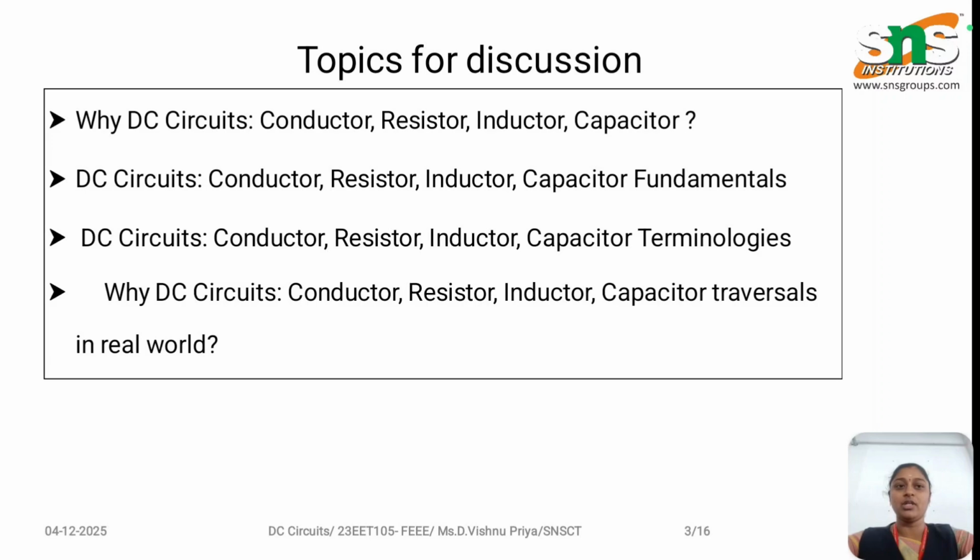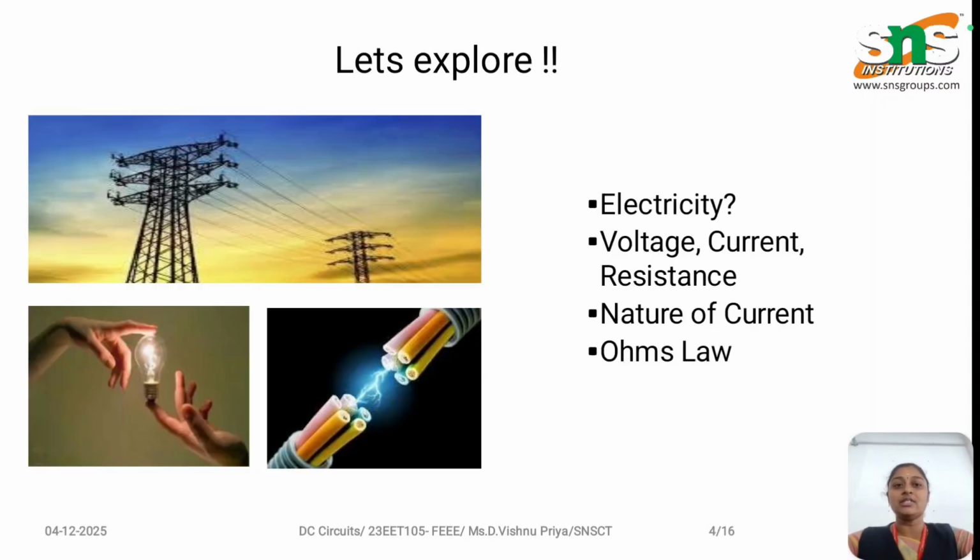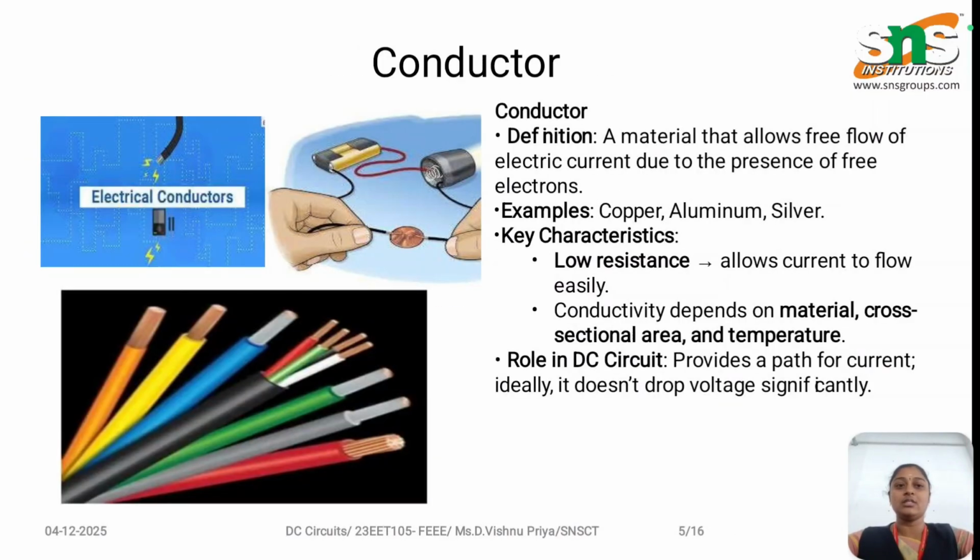First, what is a DC circuit; next, the fundamentals of DC circuits, the terminologies used in the circuits, and the real-time applications of DC circuits. So first we see what a DC circuit is. A DC circuit is one where the current flows in only one direction, constant and steady over time. How these components behave in DC helps us design stable systems that deliver power efficiently and safely.